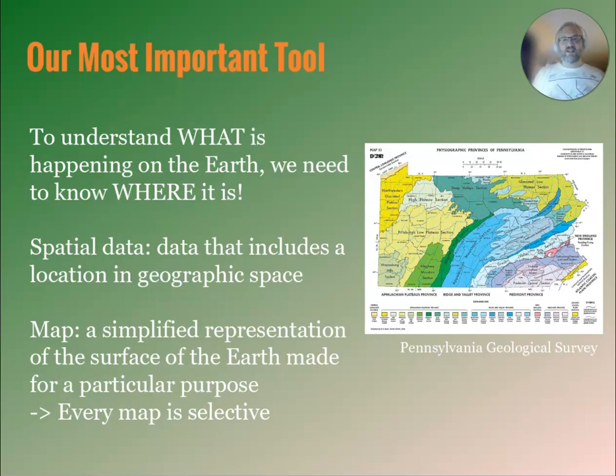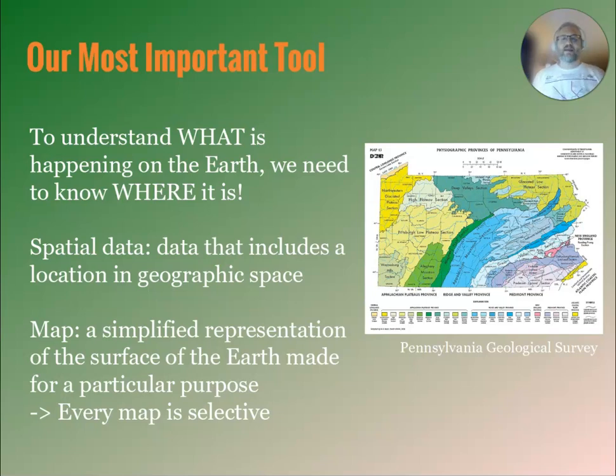So spatial is the adjective form of space. So if something's located in geographical space, it is spatial data. And if we have spatial data, we can make a map. So a map is showing us some of our spatial data. And it's a simplified representation of the surface of the Earth, which we've made for some particular purpose. So we have a purpose in mind, and based on that purpose, we choose how to simplify what's going on on the surface of the Earth to create a map.